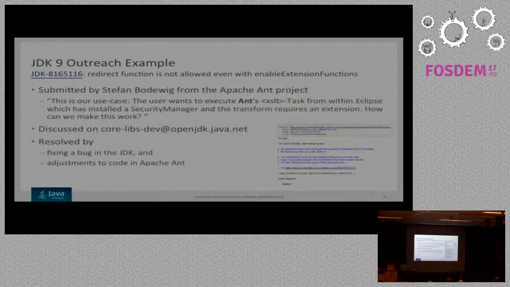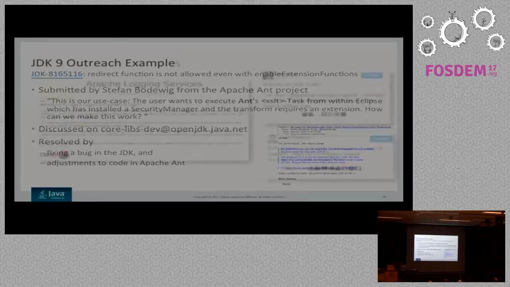For a few weeks. Right, they wanted to use an XSLT test from within Eclipse with a security manager, and how to make this work. And it was resolved after a couple of weeks with a change both in the JDK, where it turned out to be a bug in our implementation of the XML functionality, and also by making some small adjustment to the test code in Apache Ant. So that's the other thing. We try to work with community projects to make sure that their code gets better as well and uses the new functionality.